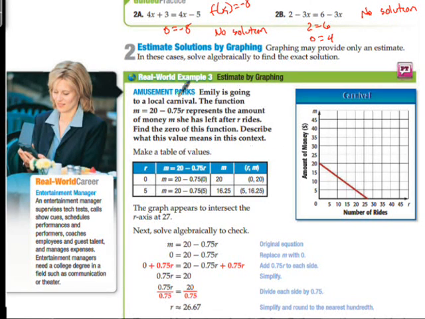We have an amusement park. We have Emily going to a carnival. The function is m equals 20 minus 0.75r. That represents the amount of money she has left after r rides, right? So then it says find the 0 of this function, describe what this value means in the context, and the description is important.